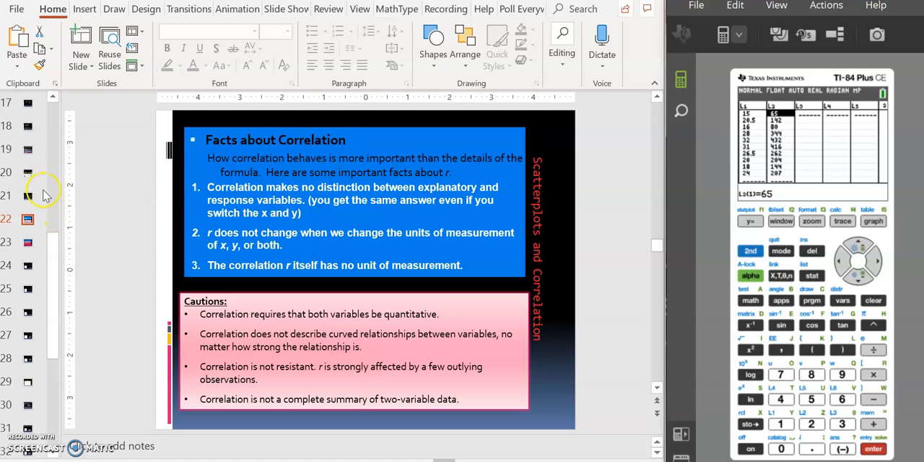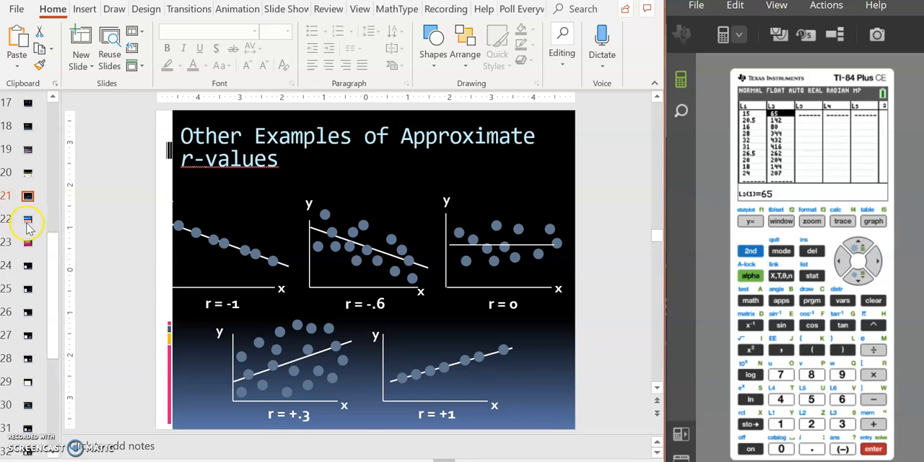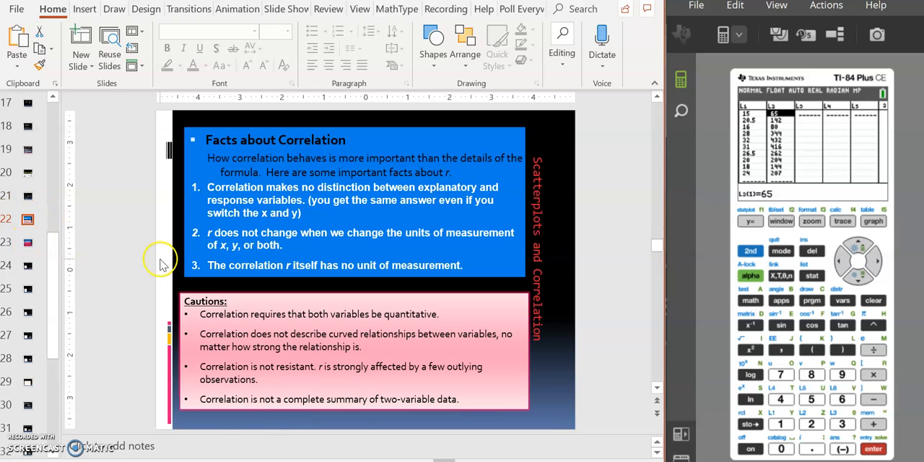The R value does not have any units. Notice on this scale, it's just going from -1 to +1, so like I said, it's not going to be measured in inches or in feet. It's just a value, a number, a decimal, 9 times out of 10, because it's very hard to have an R value of exactly 1 or -1, of perfect linear strength.